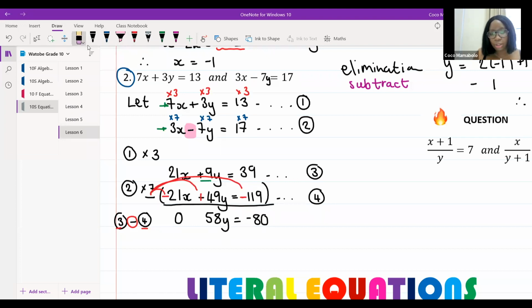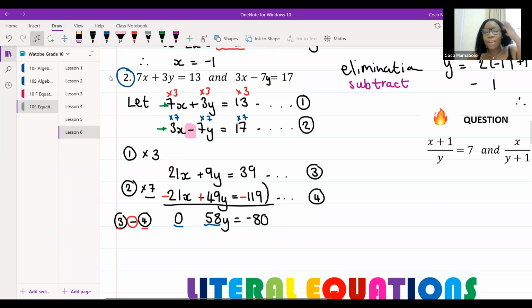Now let's look at what our sum looks like. I've got 21x minus 21x gave us 0. You see that? 0. Now over here, I have 9y plus 49y, which gave me 58y. 58. Do you see where I got that from? Yes, thank you, ma'am. You're very welcome, my sweetie. Excellent stuff. That was a very good question, by the way, Zanabuhle. Thank you, my sweetie.